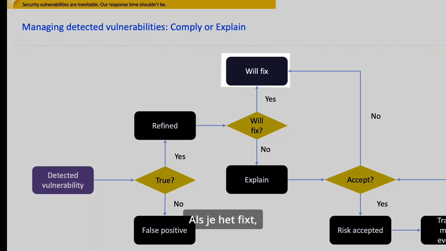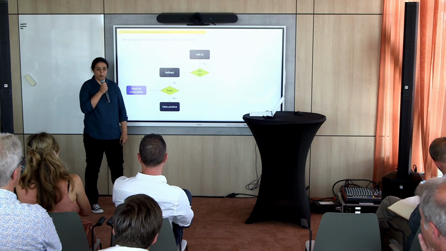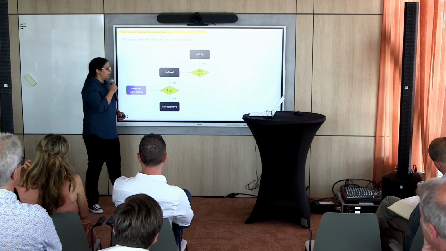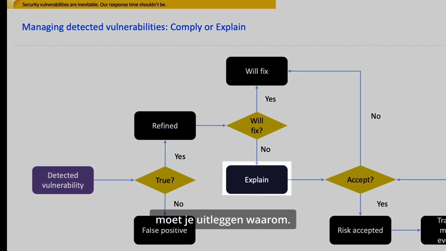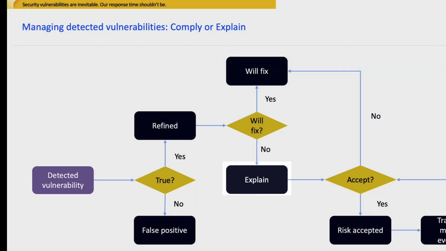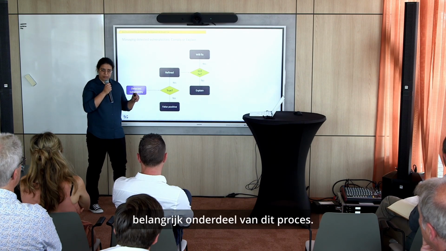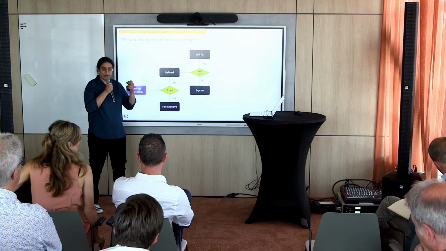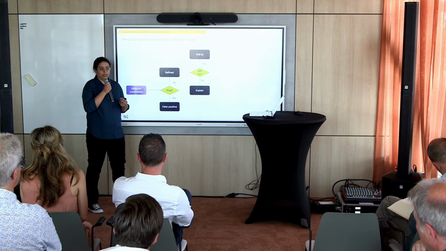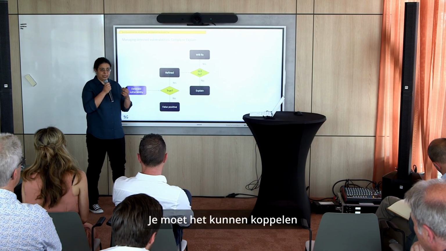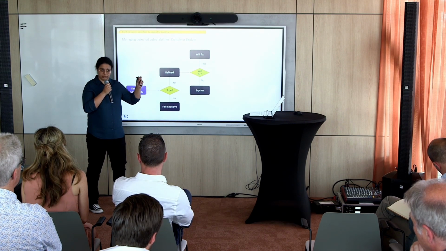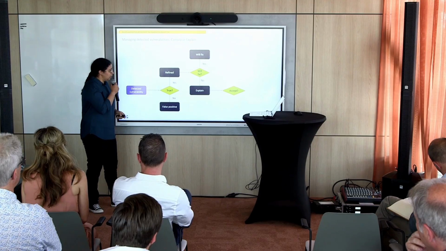If that's the case, you fix it. You make a ticket somewhere on a backlog, hope nobody forgets, and in the end you will have a patch. If that's not the case, you have to explain why. And that's a very important part of this process. If you don't fix a certain aspect, you have to have a good reason for it. You have to be able to tie it into your governance model, because it's not defined there, it's not a priority, something like that, right?